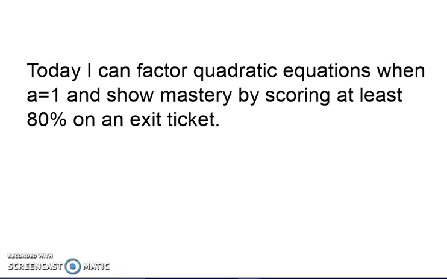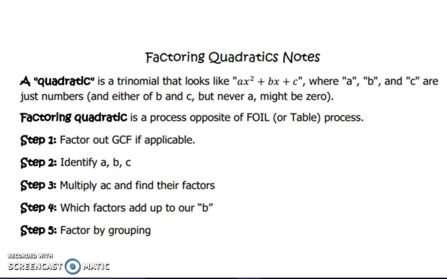Now, when it comes to quadratics, the big thing is you're going to hear me say that a lot. A quadratic is when we have ax squared plus bx plus c. A, b, and c are all numbers. Now, b and c can be 0, but a cannot be. Otherwise, it's not a quadratic. Now we have a linear function. So, quadratics mean a is either equal to 1 or greater than 1.